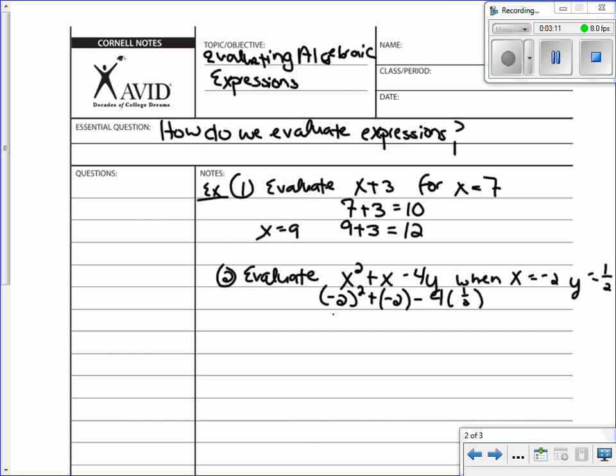-2 squared gives us +4. Plus -2 gives us just -2. And we have 4 times 1/2, which is 2. So we also have, again, -2. So I'll go through that one more time. -2 squared is 4. Plus -2 just becomes -2. And 4 times 1/2 is 2. So we have -2. 4 minus 2 is 2. 2 minus 2 is 0.